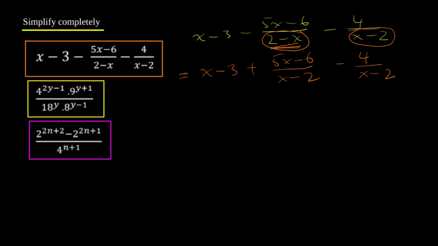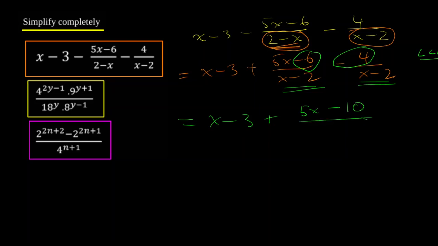Now you'd be tempted to do your LCD or LCM over here. However, these are already common denominators. So let's just see what happens if we simplify by just adding those. So we'd still have 5x minus 6, and minus 4 now becomes minus 10. That was because we have a common denominator on both fractions.